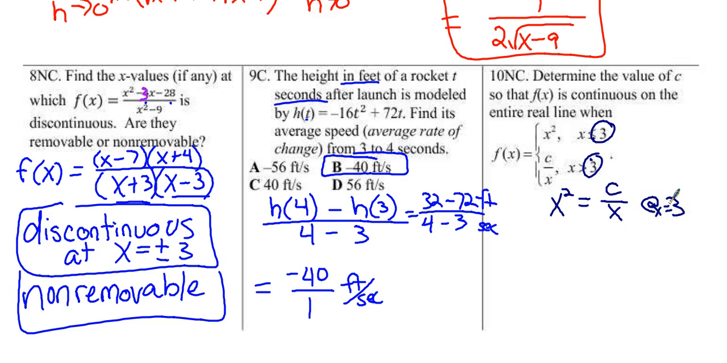So plug in that 3, and you get 3 squared is equal to c over 3, or 9 is equal to c divided by 3. Multiply both sides by 3, and you get a c value of 27. And that value of c would make these 2 functions continuous.